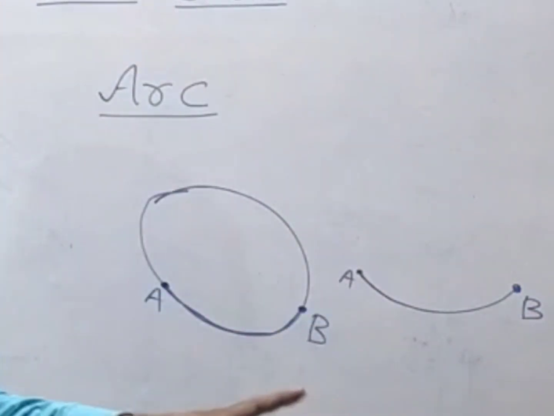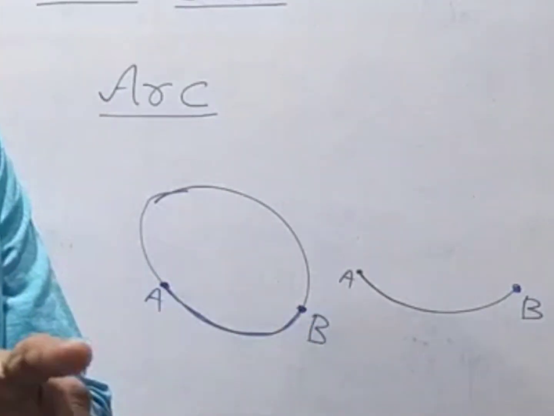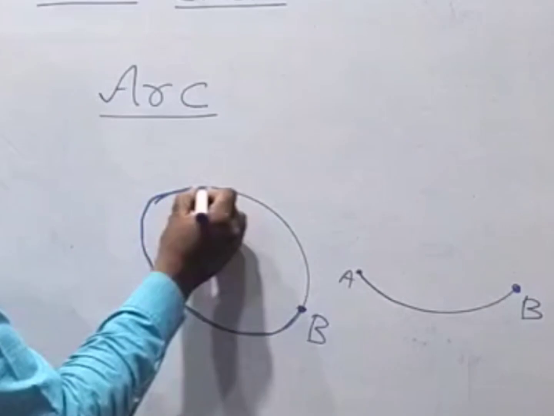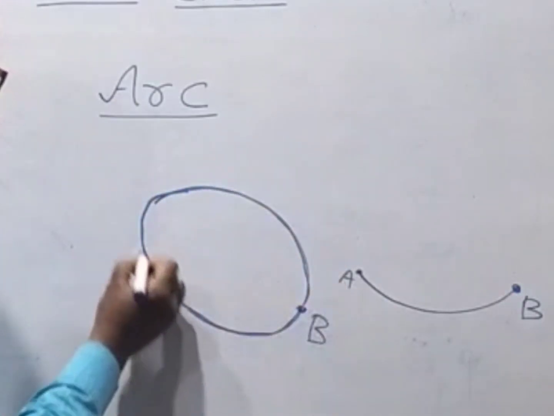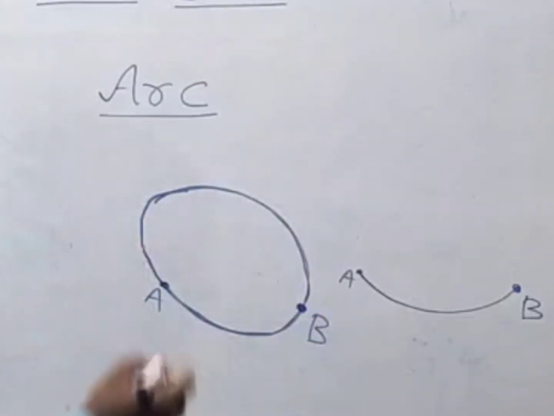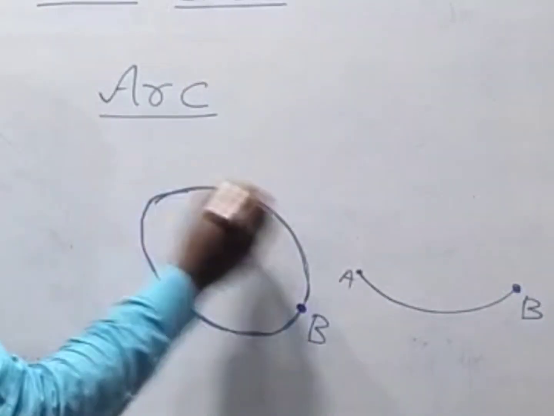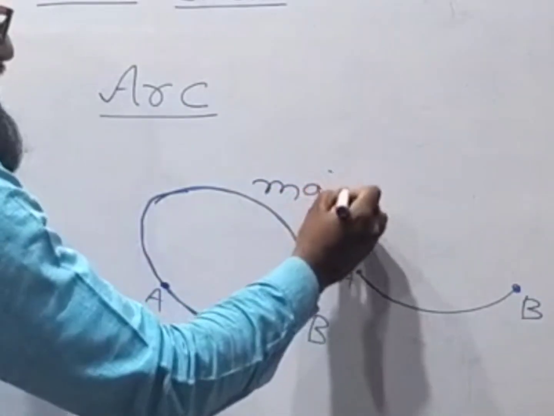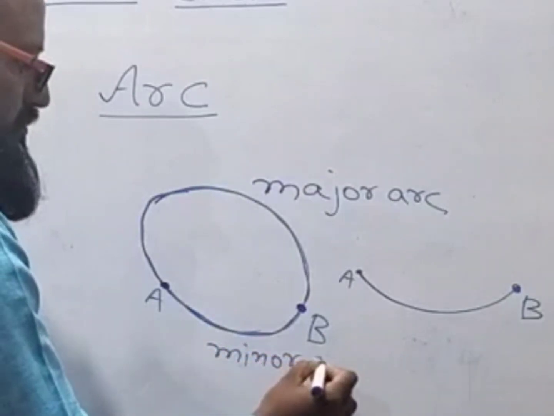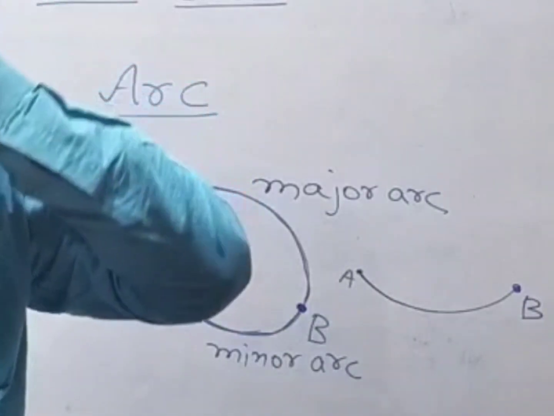Okay. If we take 2 points on a circle, 2 arcs will be formed. How many arcs? 2 arcs. This arc will be a larger arc from here to here. You can see from here to here, this arc is larger, and from here to here, this arc is smaller. Then this larger arc is called major arc, and the smaller one is called minor arc. This is clear? Now we have got the concept of arc. What is arc? Arc समझ में आ गया?